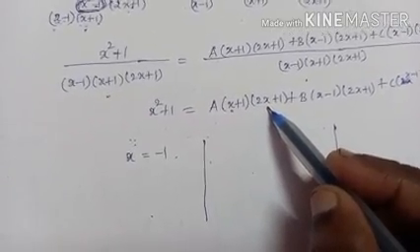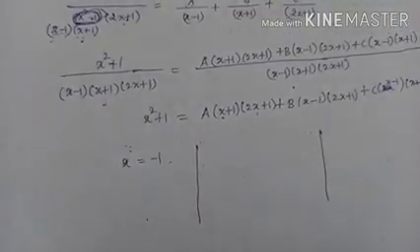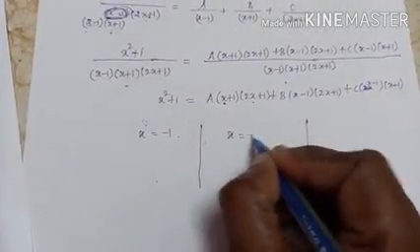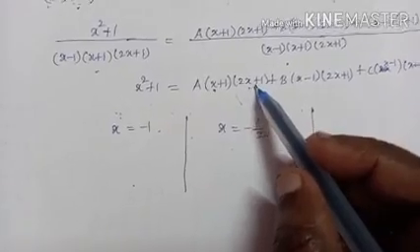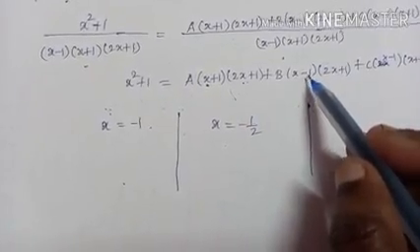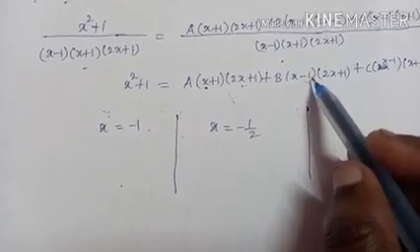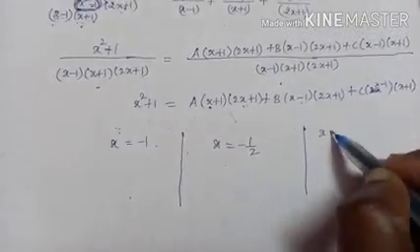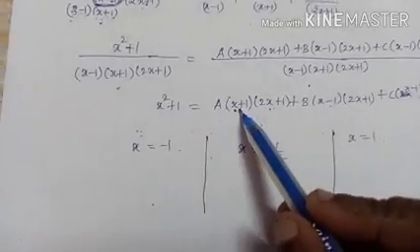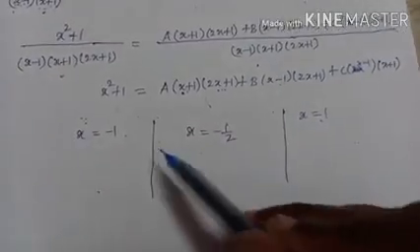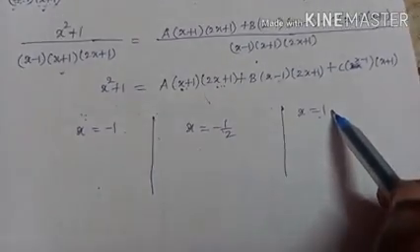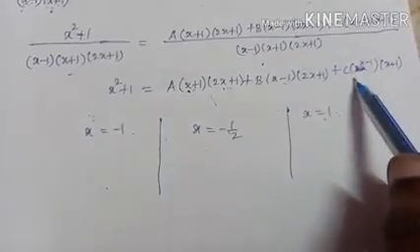2x equal to minus 1, so x equal to minus 1 by 2. I hope you have understood. Then we put x minus 1 equal to 0, then x is equal to 1. So x is minus 1, x is minus 1 by 2, x is 1. Giving these 3 values for x, we get the values of a, b, c.